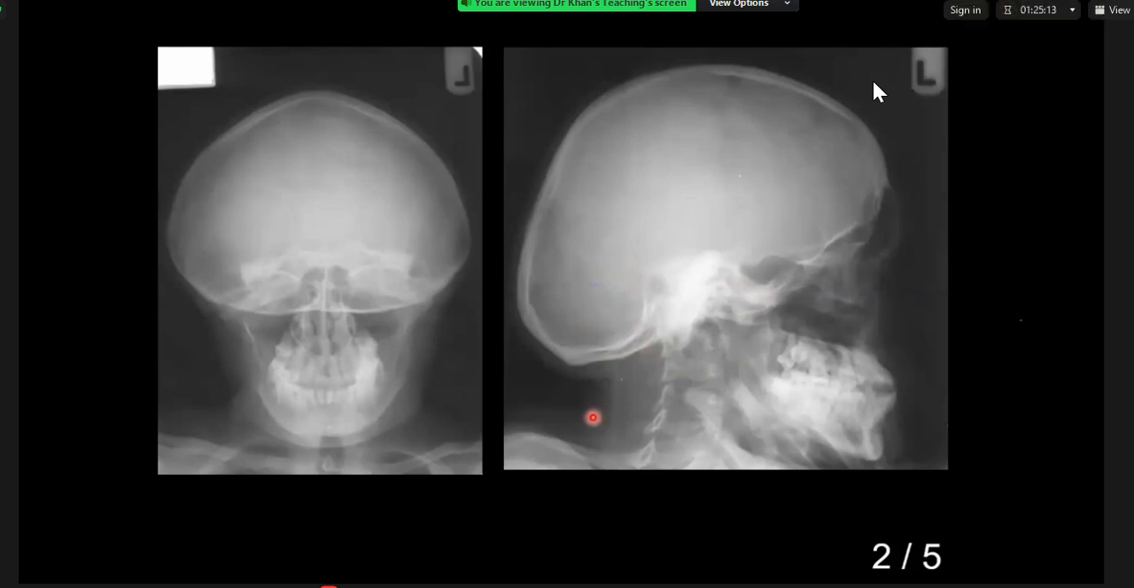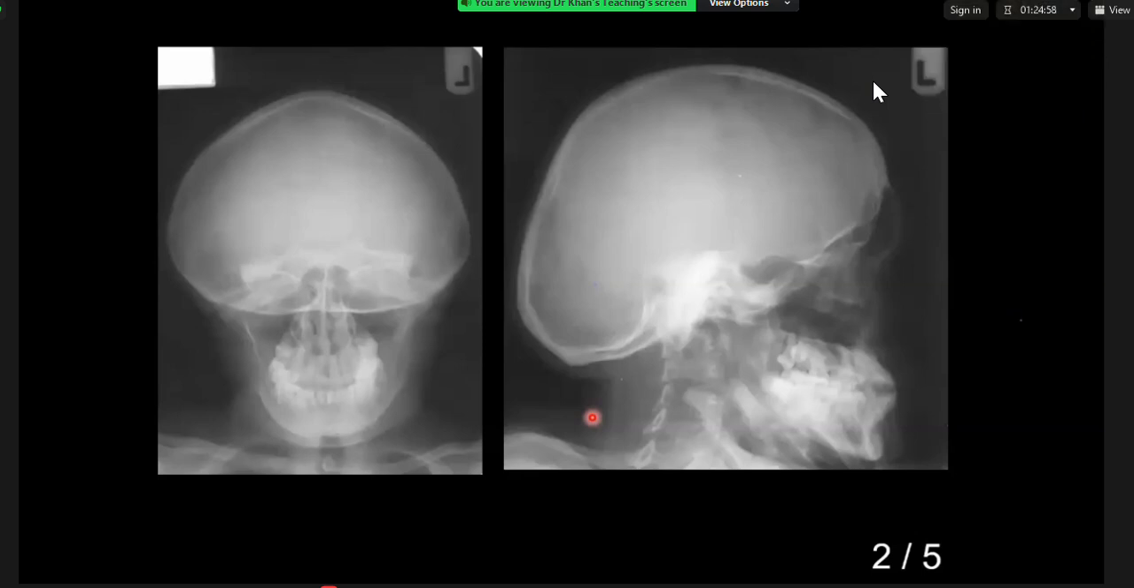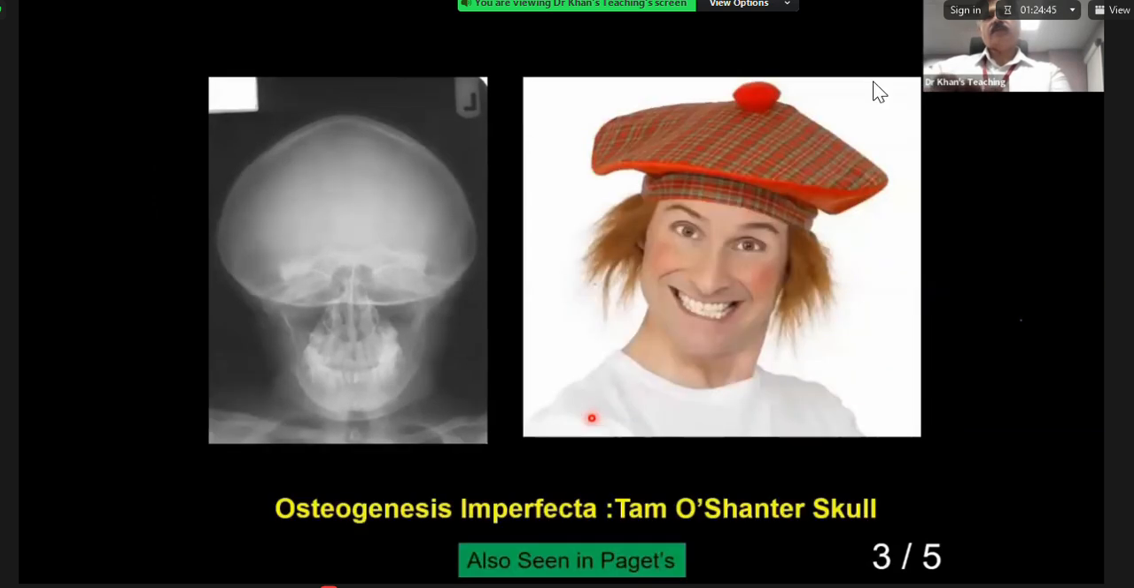Okay, so the petrous bone is supposed to be dense. I think this density is maybe the cervical spine. Not really sure what's happening. And this is osteogenesis imperfecta.